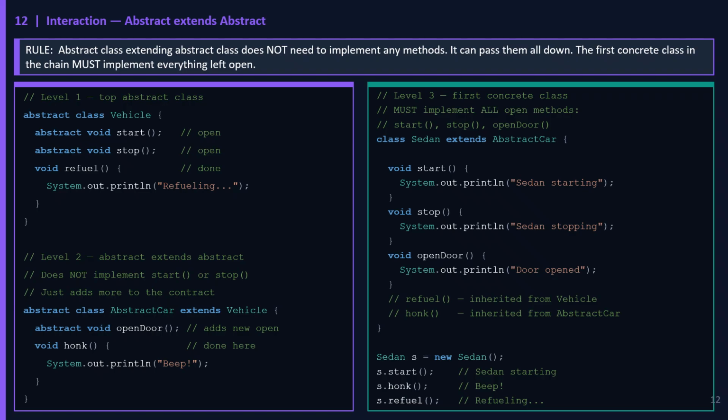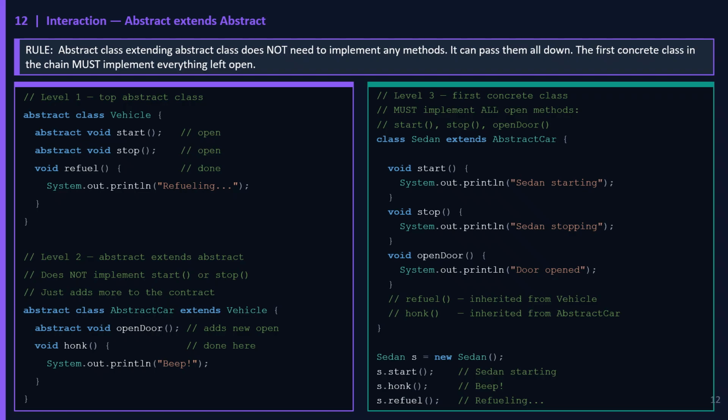Look at the left side. We have a class called Vehicle with two abstract methods, start and stop, and one normal method called refuel. Then we have AbstractCar which extends Vehicle. AbstractCar does not implement start or stop. It just adds a new abstract method called openDoor and a new normal method called honk.